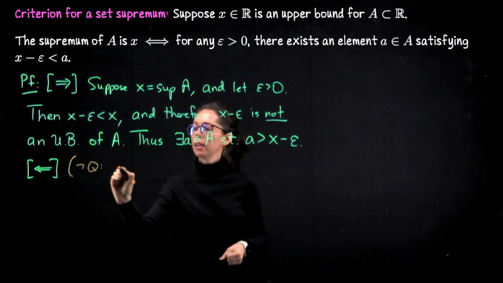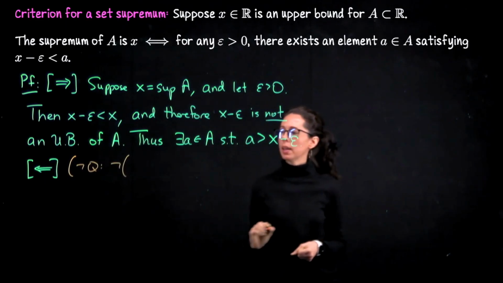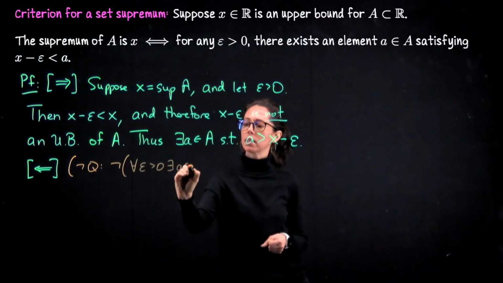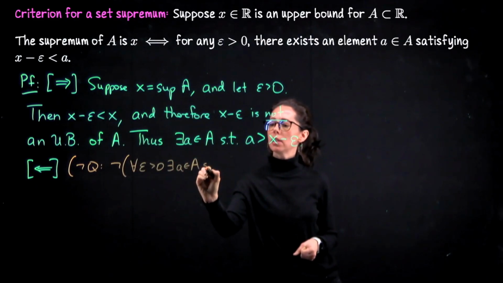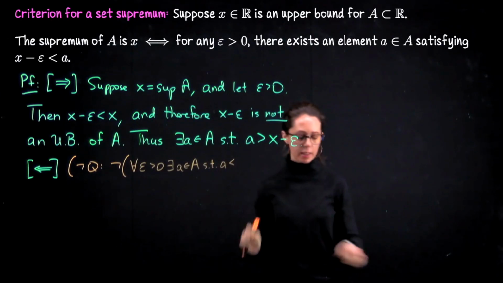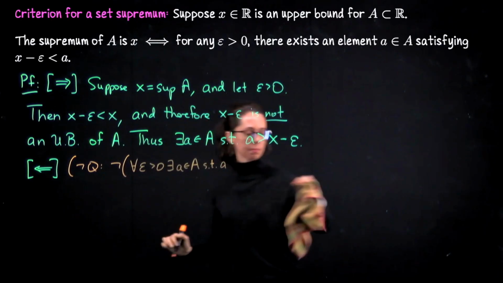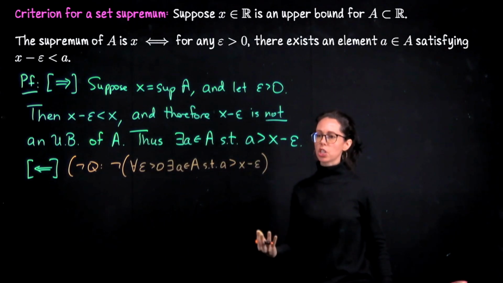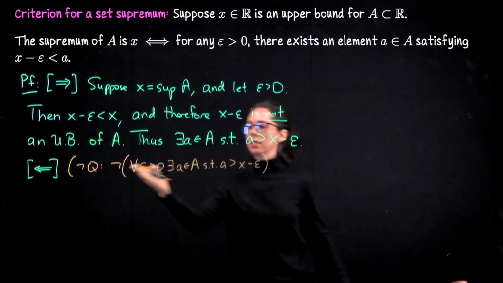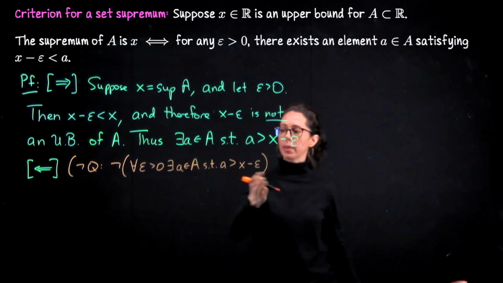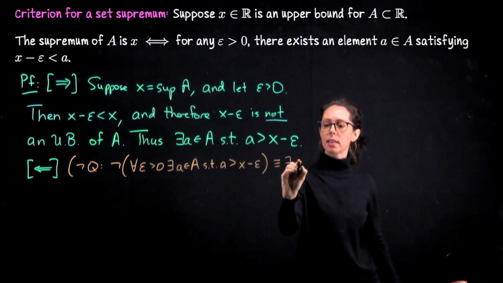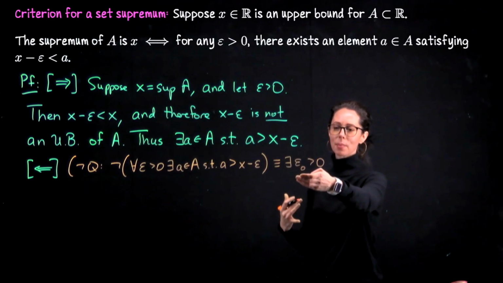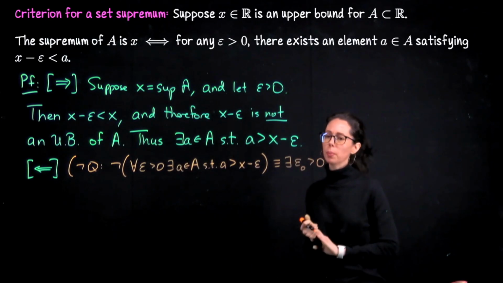So not this statement. I'm going to write this out very symbolically. If it's not the case that for all epsilon greater than 0, there exists an element little a in the set A such that a is greater than x minus epsilon, what is the negation? If it's not the case that for all epsilon something happens, then there exists a special epsilon. I often denote this special epsilon with the subscript 0. That's optional, but I like it.